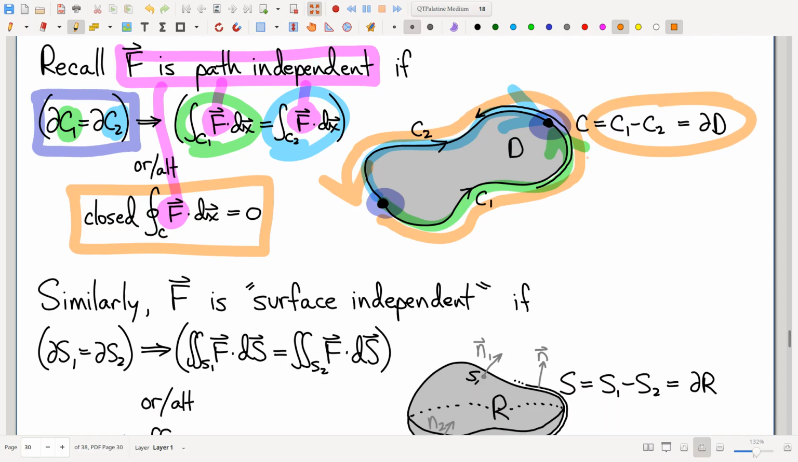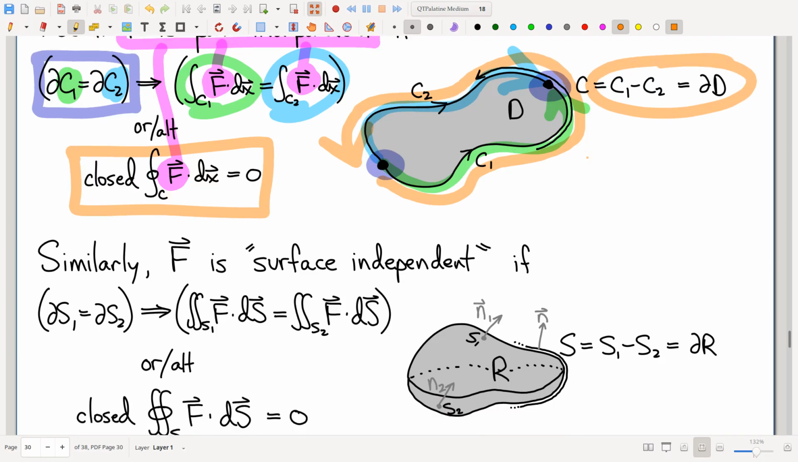What I'm going to do now is copy all of these ideas one dimension up. We're not going to think about curves and shared boundary points. We're going to think about surfaces and a shared boundary curve. We're not going to talk about line integrals on curves. We're going to talk about flux integrals through surfaces. But other than that, the analogy is going to be pretty strong. So let's get going.